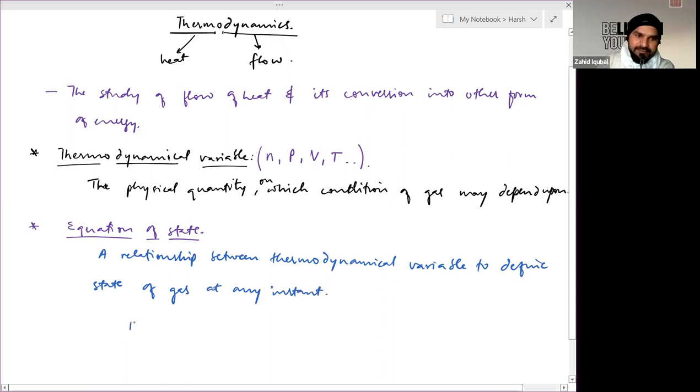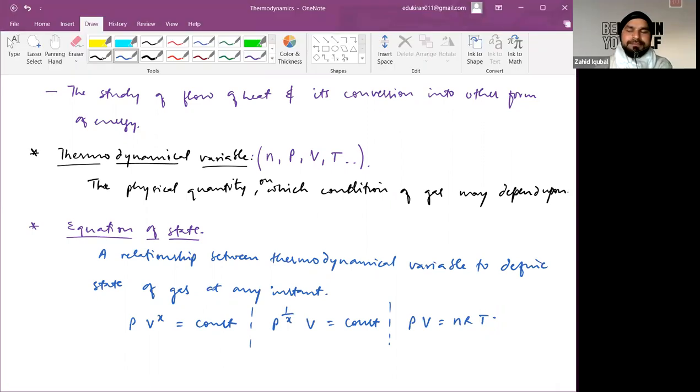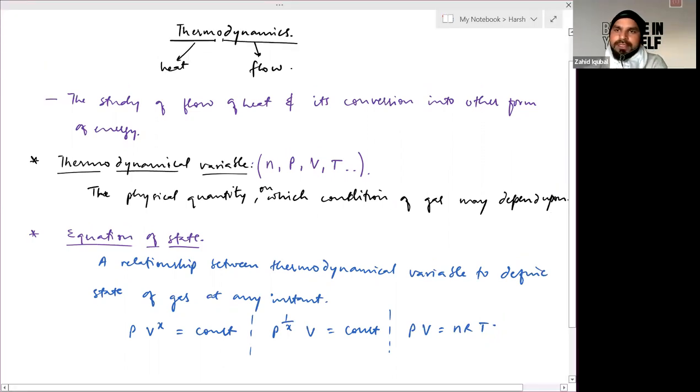In general, we have PV to the power x is equal to some constant. We may transform this relation as P to the power 1 by x, V is equal to constant. Or for the ideal gas equation, it will be PV equals nRT. Is it clear? Yes, sir. First, write it down.